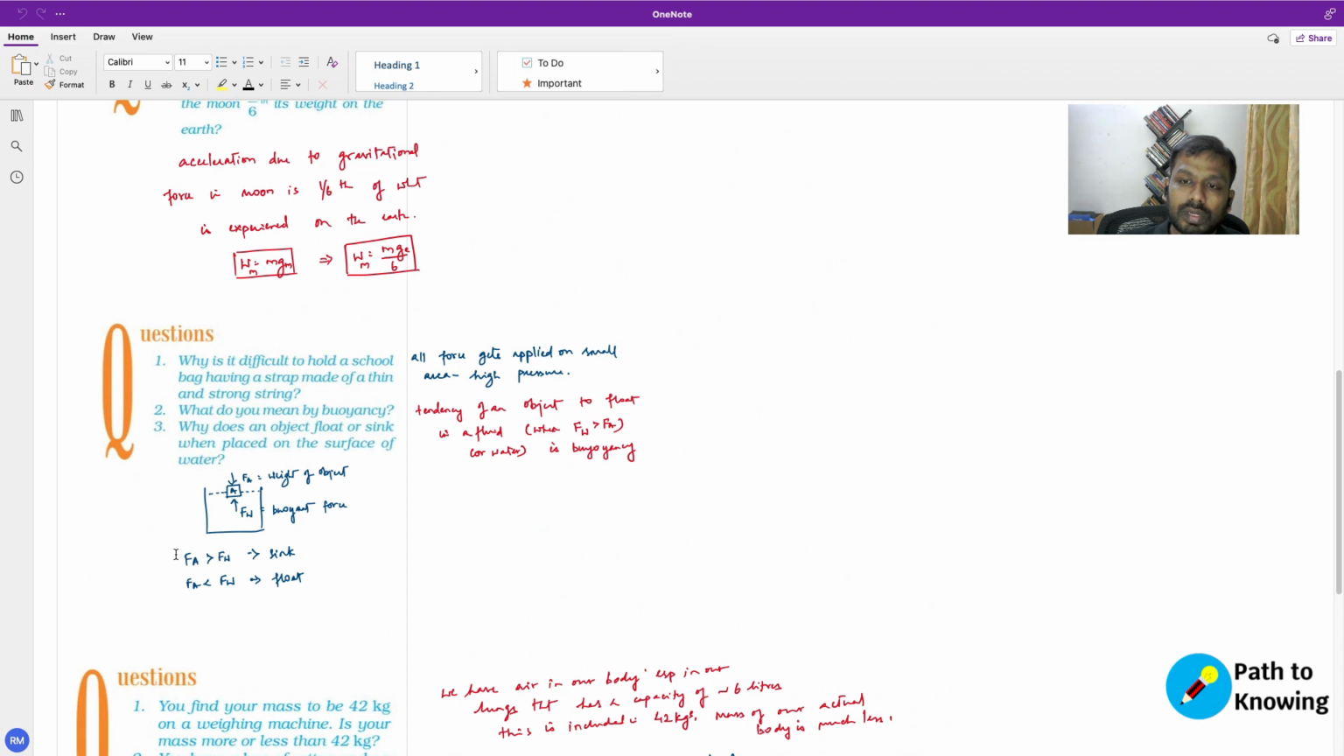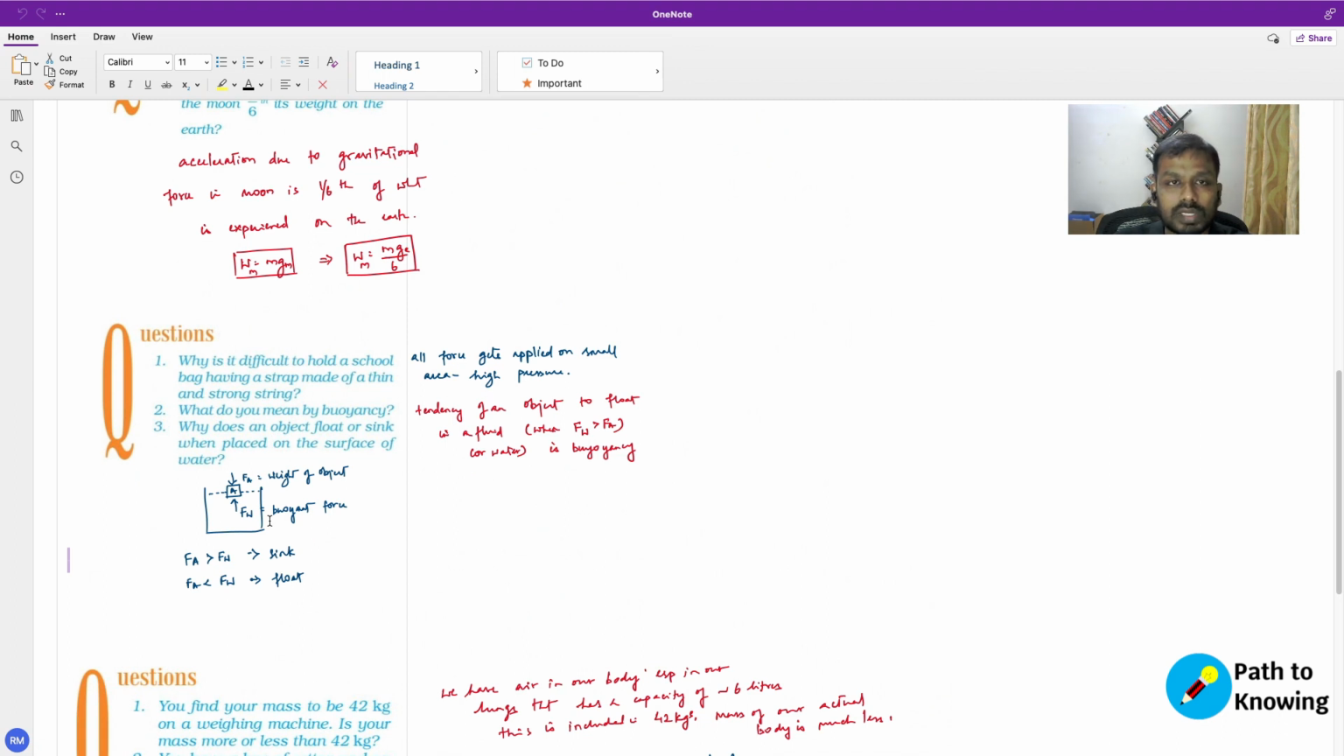So the primary reason is, when the force exerted by that object is more than the buoyant force, right? Then the object is going to sink, and when the force exerted by the object is less than the buoyant force, the object is going to float. And you calculate that buoyant force by the mass of the displaced water, right? And you calculate the mass of the displaced water by the density of water times the volume that is displaced.